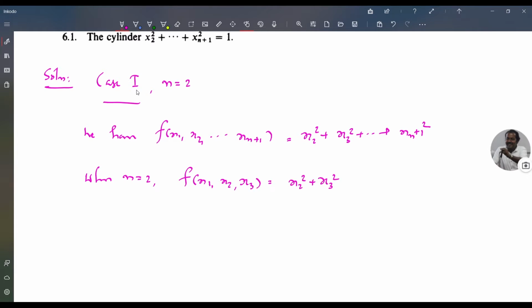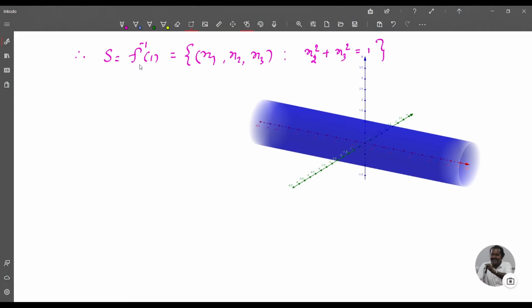Therefore, the surface S is f inverse of 1, that is equal to the set of all (x_1, x_2, x_3) such that x_2 squared plus x_3 squared equals 1. You know that it is the cylinder. So here the surface is this cylinder, where this is the x_1 axis, this is the x_2 axis, and this is the x_3 axis. So this is your surface S.